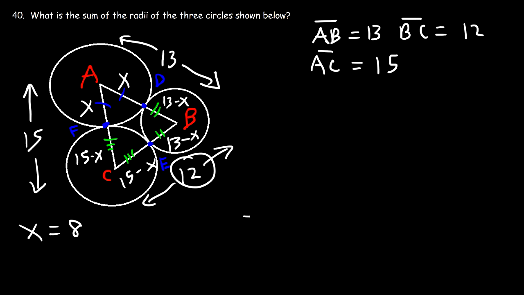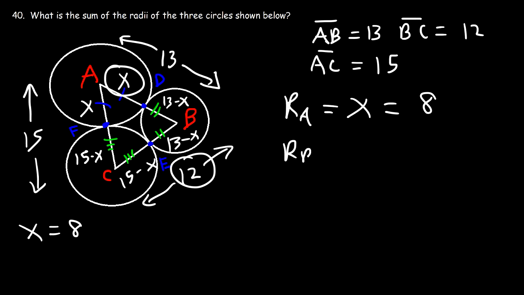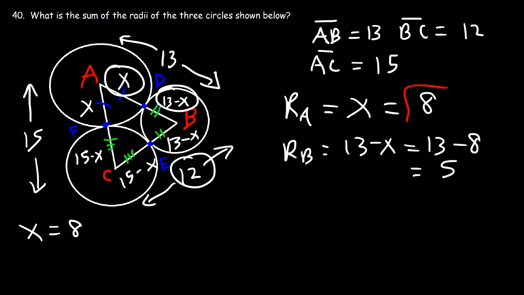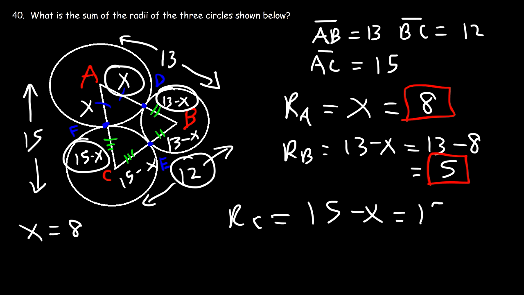So now we can calculate the radius of each circle. Let's start with the radius of circle A. Notice that it's equal to x, and x is 8. So RA is equal to 8. Now for circle B, the radius is 13 minus x. So this is going to be 13 minus 8, which is 5. Now let's move on to circle C. For circle C, it's 15 minus x, which is 15 minus 8, and that's 7.